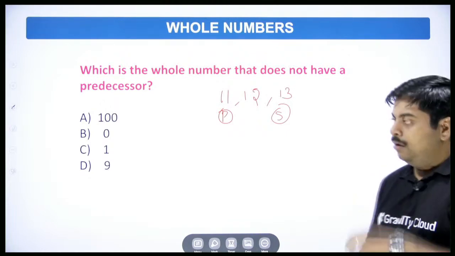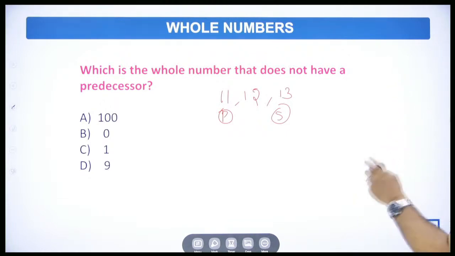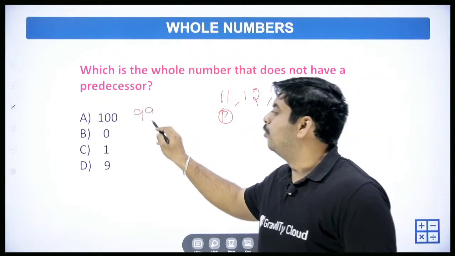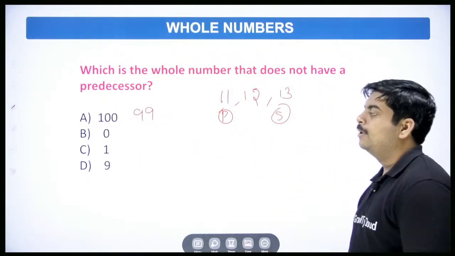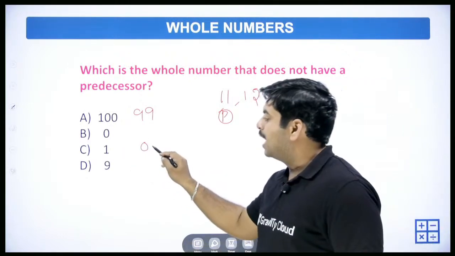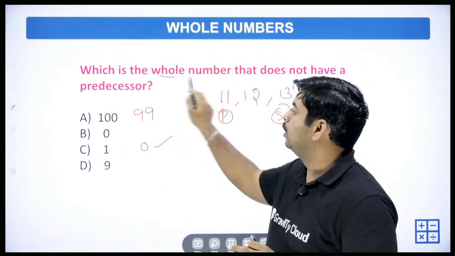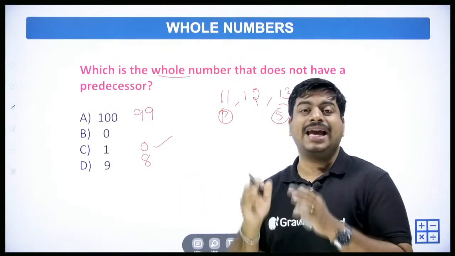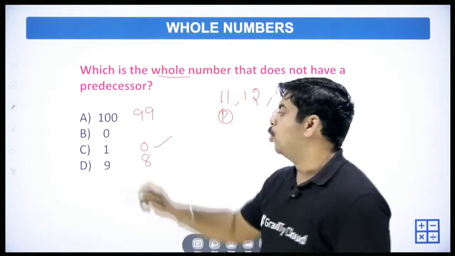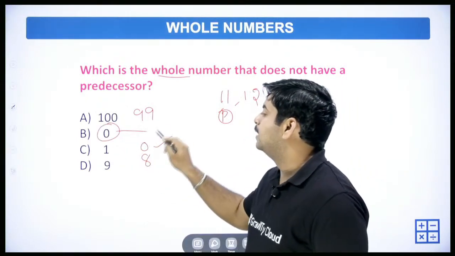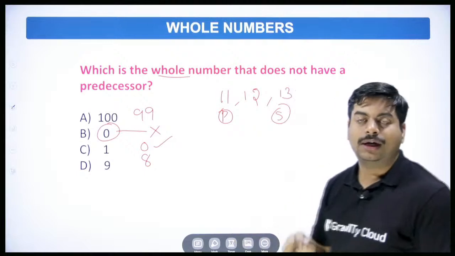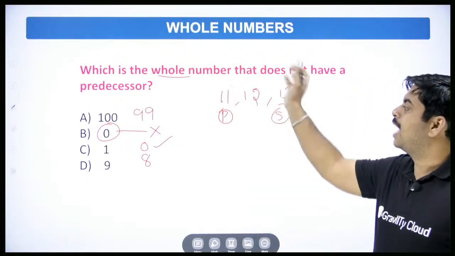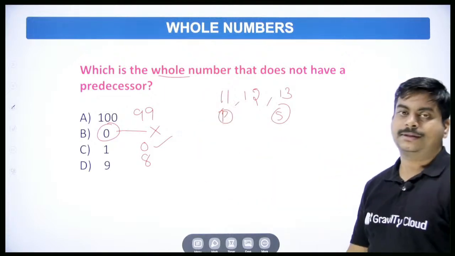So now we need to understand the predecessor of 100, which is 99, and the number before 1 is 0. Yes, we are talking about whole numbers. For 9, we have 8. But for 0, we don't have any predecessor in whole numbers. So that is a completely wrong option. So option B, which does not have any predecessor, will be the correct answer.